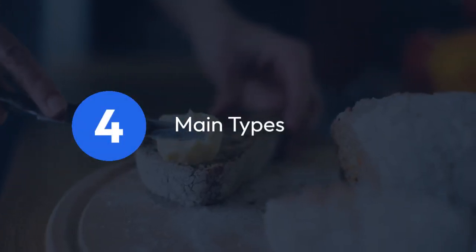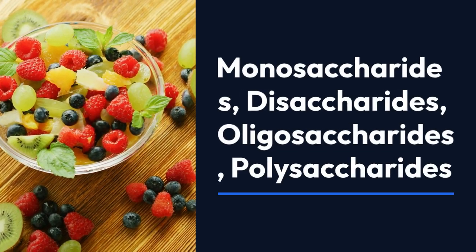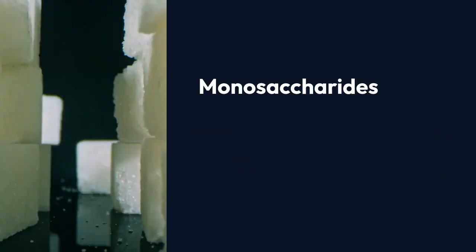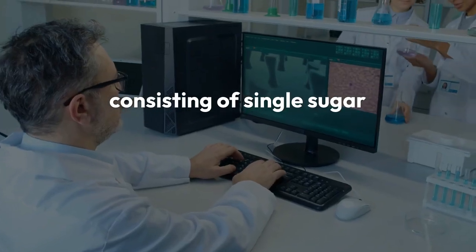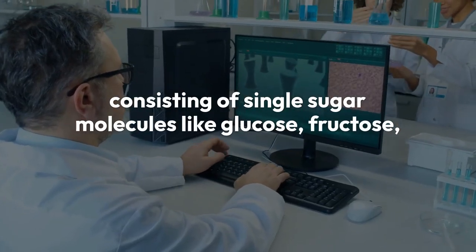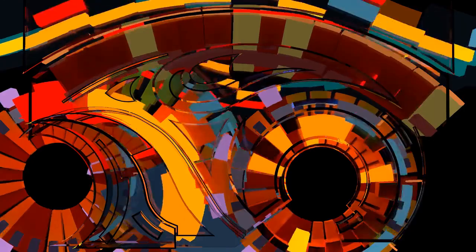Carbohydrates can be classified into four main types: monosaccharides, disaccharides, oligosaccharides, and polysaccharides. Monosaccharides are the simplest form of carbohydrates, consisting of single sugar molecules like glucose, fructose, and galactose. These are the building blocks of more complex carbohydrates and are easily absorbed by the body.